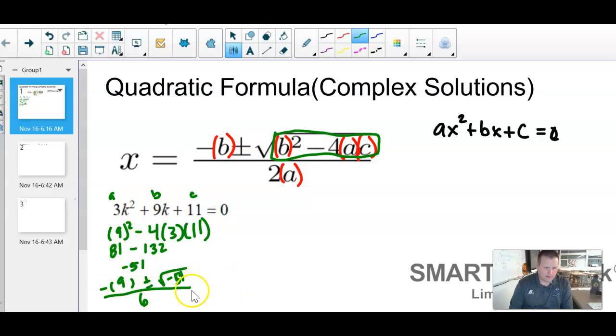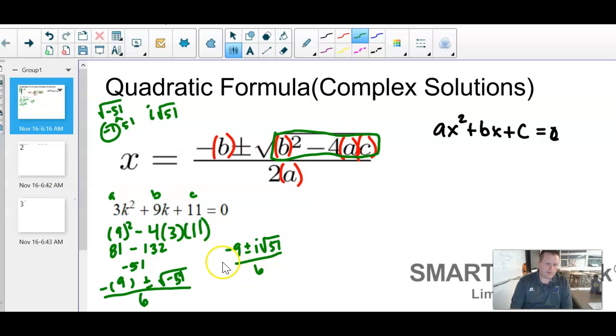When you go to simplify, these are a little bit different. I need to simplify the square root of negative 51, so I'm just going to make a little scratch paper up here. So negative 51, when I simplify this, remember, negative 1 and 51, and then nothing comes out of 51. So this will just be i square root of 51. And so when I write this, I get negative 9 plus minus i square root 51 divided by 6.